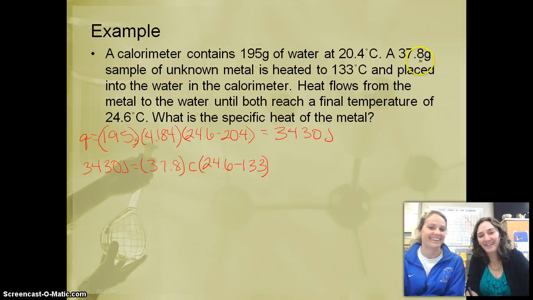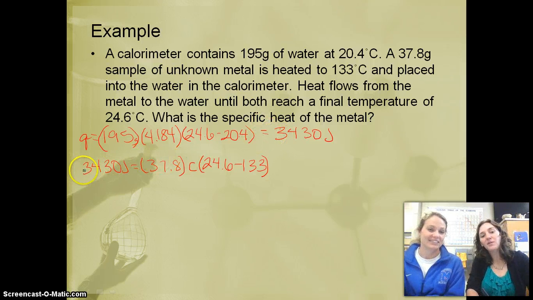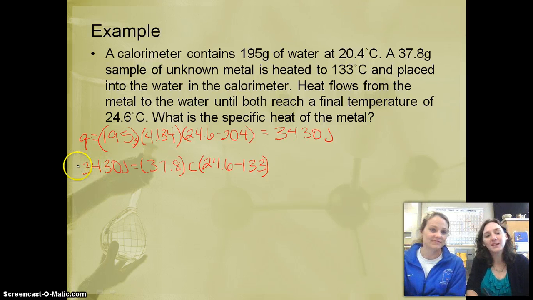This value is positive because this absorbed heat. Now we know our Q value, so we're going to bring it down here. And because this one is releasing heat, it needs to be a negative value.